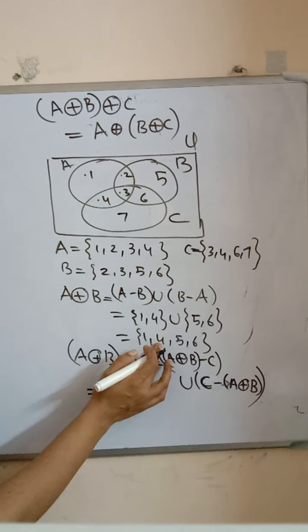Then consider the right side. Now we have the left side: (A Δ B) Δ C is equal to set {1, 3, 5, 7}. Now let us check the right side.